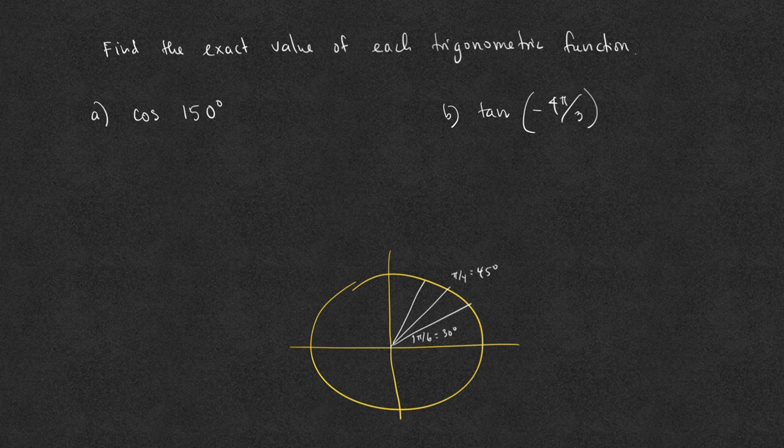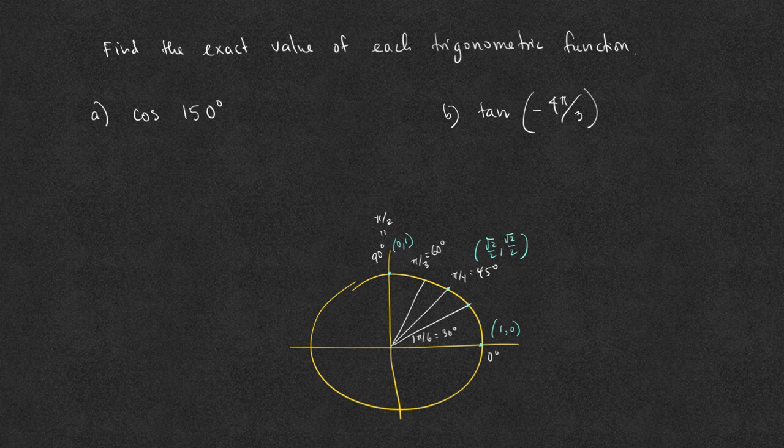45 degrees, pi over 3 or 60 degrees, 0 degrees, and 90 degrees. 90 degrees is pi over 2. The coordinates at these points are: at 0 degrees, x equals 1, y equals 0. At 90 degrees or pi over 2, x is 0, y equals 1. At pi over 4 or 45 degrees, x is root 2 over 2 and y is root 2 over 2.